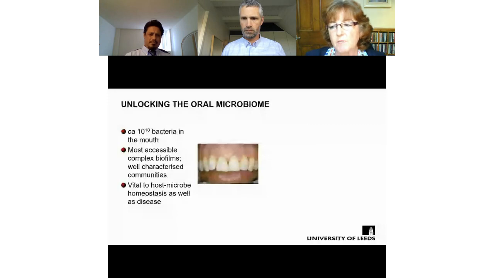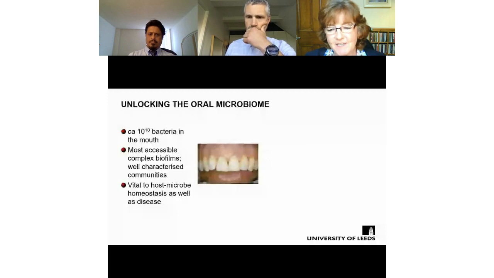The mouth has the most accessible and complex biofilms of relevance to human health, and they're pretty well characterized. We can grow, or people can grow, 60 to 65% of the organisms that we know exist within the human mouth, and that's pretty good compared to many sites.